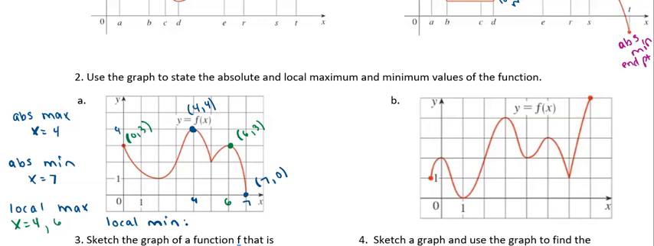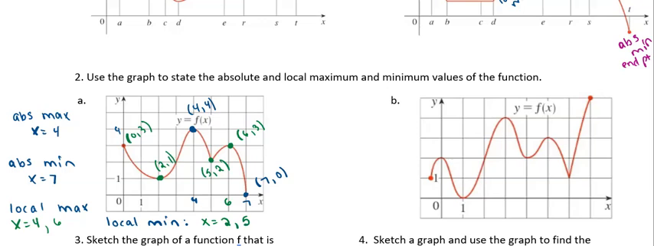Let's try local mins. Well, I can't use 7 because 7 is an endpoint, and the endpoints cannot be a local max or min. They can be an absolute, but they can't be a local. So it looks like our local min would be right here, and that looks like our point 2, 1. So the local min would be x is 2, and right here looks like we have a min as well, and that looks like our point 5, 2. So 2 and 5 would be our local min.